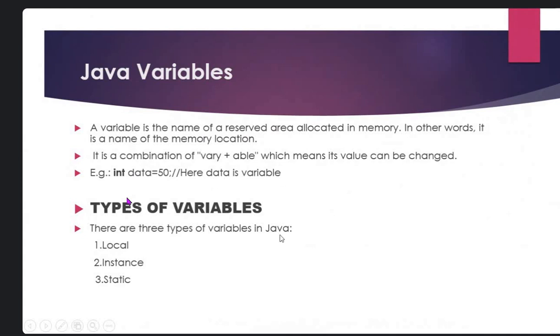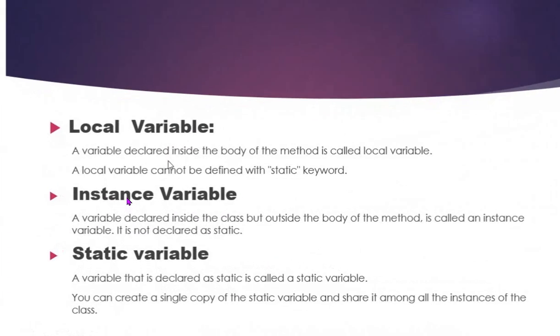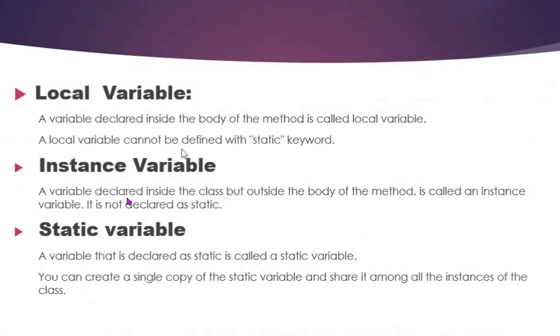So there are three types of variables: local, instance, and static. In local variables, a variable declared inside the body of a method is called a local variable. A local variable cannot be defined with the static keyword.